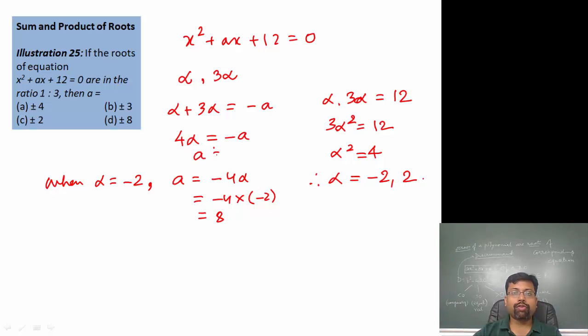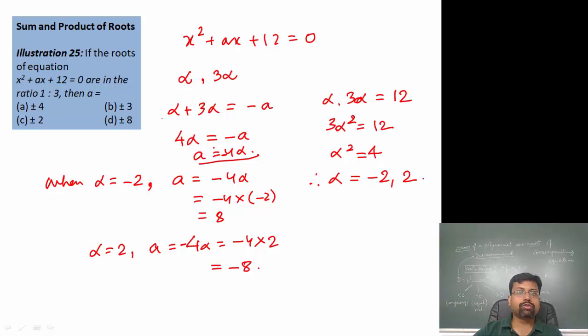Since minus a is equal to 4 alpha, therefore a will be equal to minus 4 alpha, right? So when alpha is equal to minus 2, a is going to be 8, and when alpha is equal to 2, a will be minus 4 alpha, that's minus 4 into 2, which is equal to minus 8. So the possible values that we get here are plus minus 8. So this is how you solve the questions related to sum and product of roots.